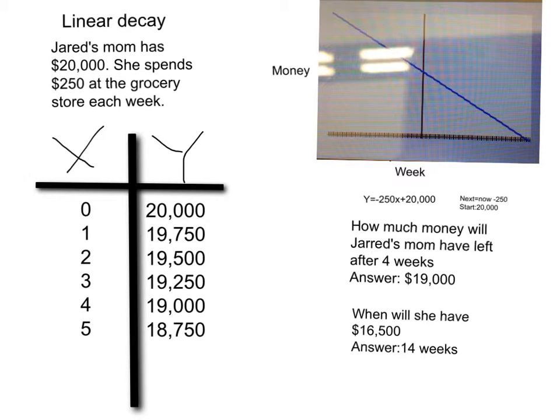We did this by plugging 4 into the x and then solving the equation. When will she have $16,500? We plugged 16,500 in for y, then solved the equation to get 14 weeks.